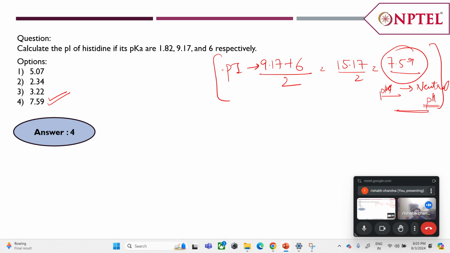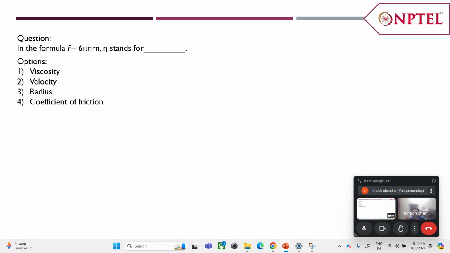Now moving on to the next question. So we'll now be starting with the part on electrophoresis. In the formula, force is equal to 6 pi eta R v. Eta stands for viscosity, velocity, radius, or coefficient of friction. Can you please answer?